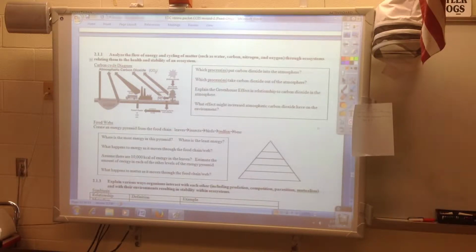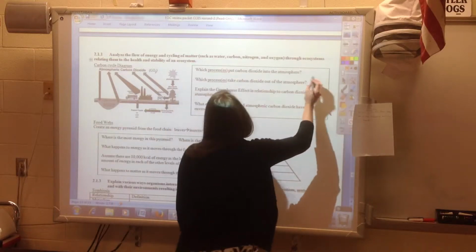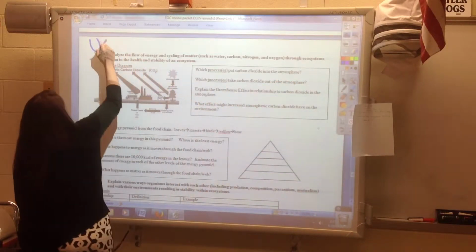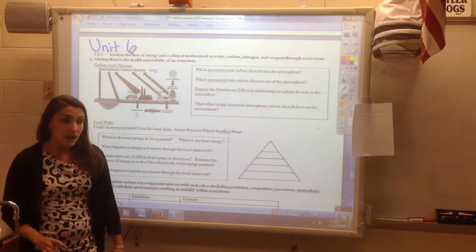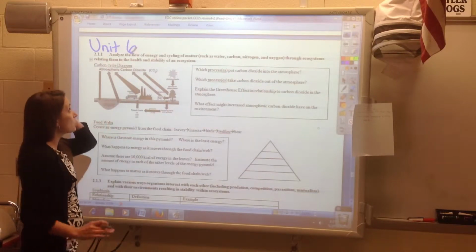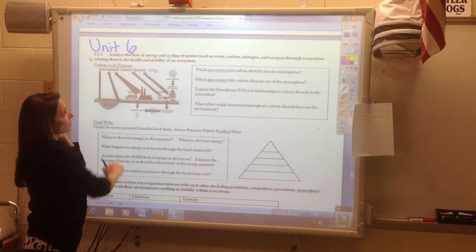This is actually the very end of your study guide, and so we're skipping ahead here to Unit 6. There is not a part of the study guide that talks about Unit 5, so we will go over that in class together. This part talks about Unit 6, so let's read this objective.